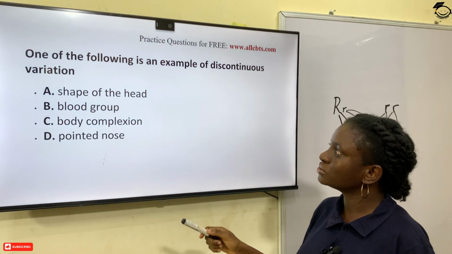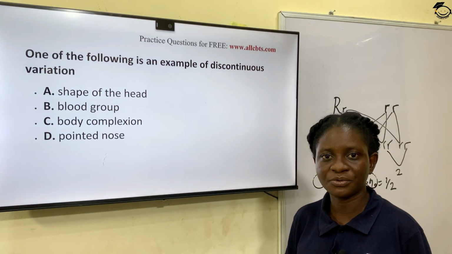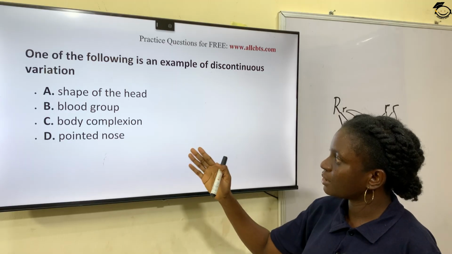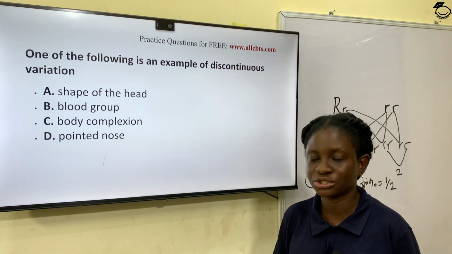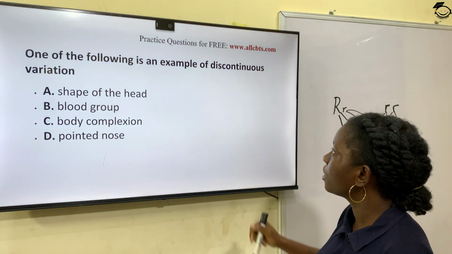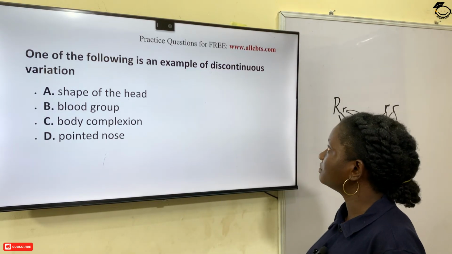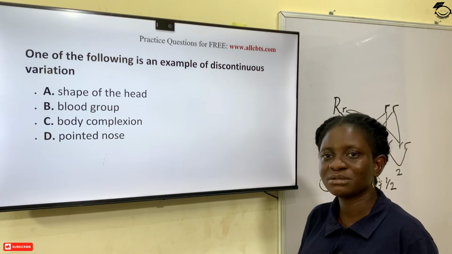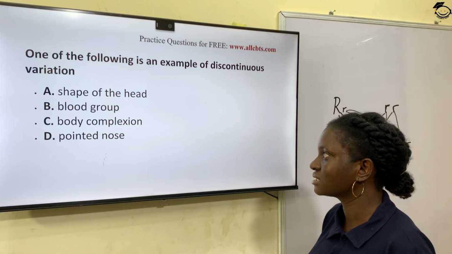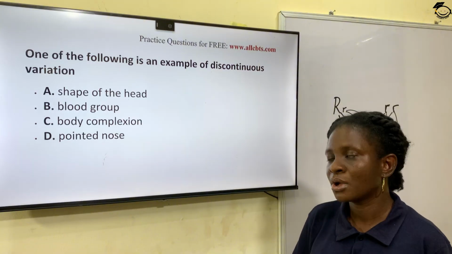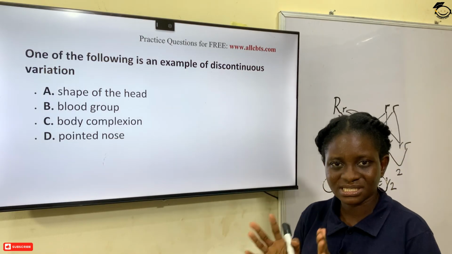Next question. One of the following is an example of discontinuous variation. A, shape of head. B, blood group. C, body complexion. D, pointed nose. When we say discontinuous variation, variation means varies, there are differences. Discontinuous means you can differentiate, it is distinct, it is specific to individuals, such as blood group, unlike height and weight, which are continuous. But when we say discontinuous, it is distinct.